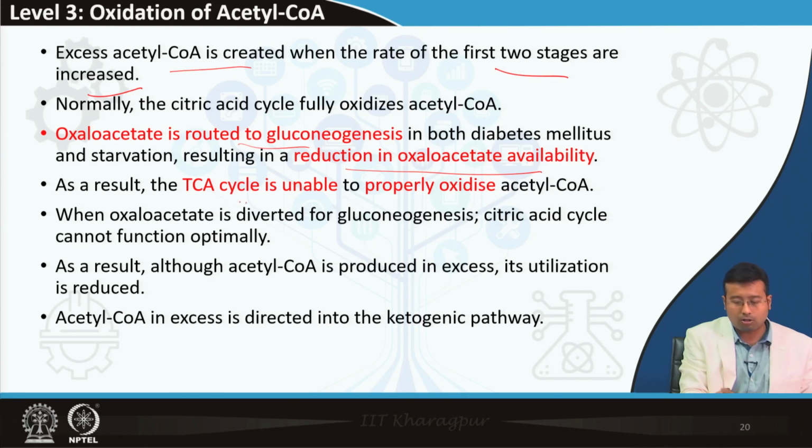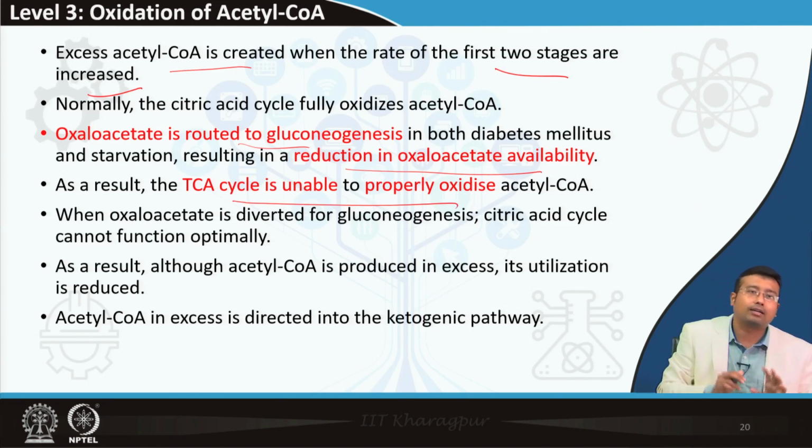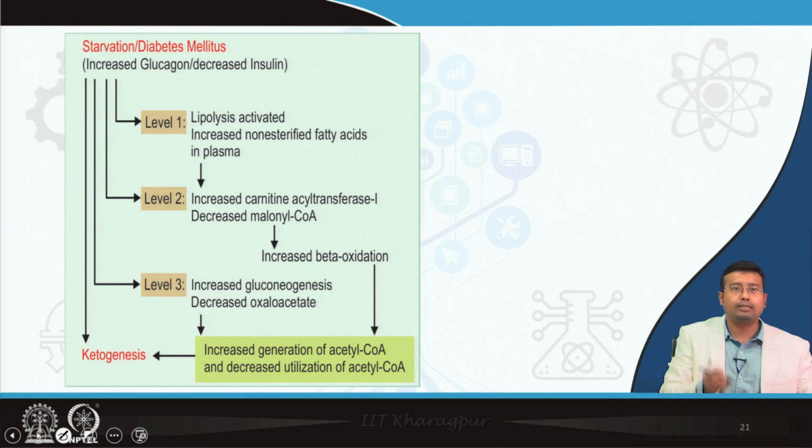So, the TCA cycle is not able to utilize the oxaloacetate properly, and ultimately when the citric acid cycle cannot function properly, the excess acetyl CoA goes into the ketogenic pathway. So, basically at 3 levels it is controlled. Number 1, lipolysis by glucagon.